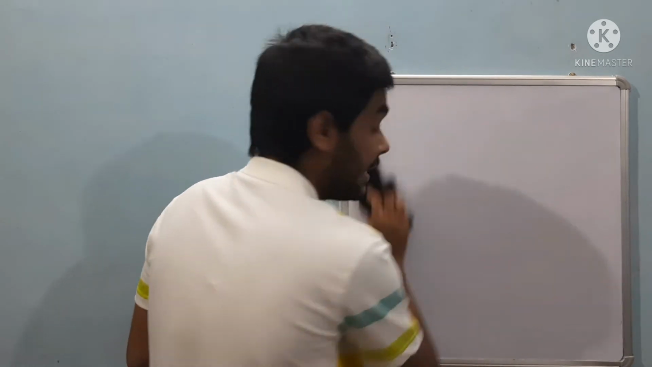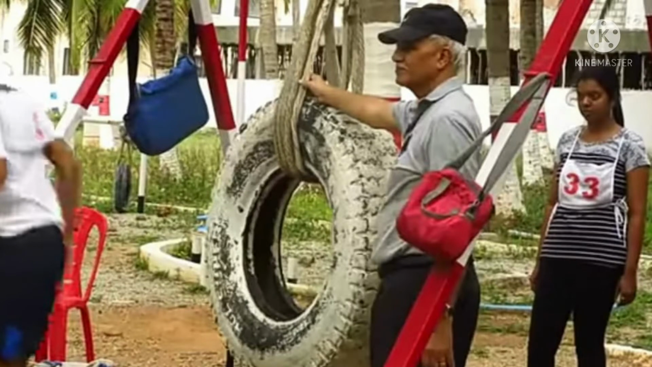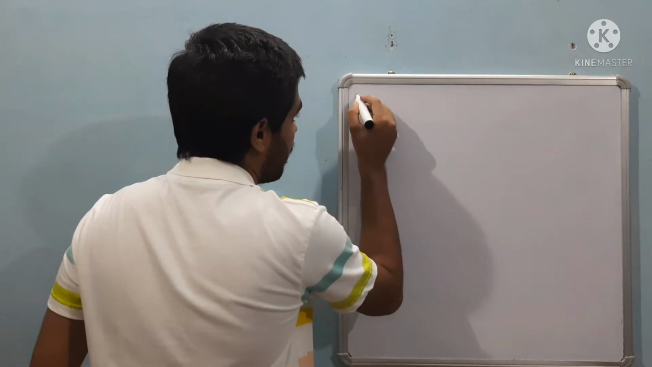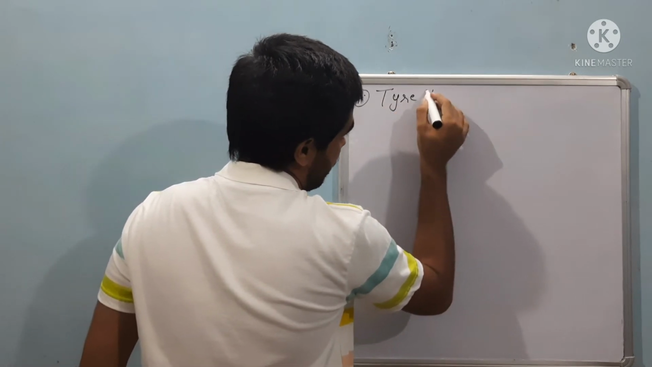The seventh obstacle of the day is tire jump.